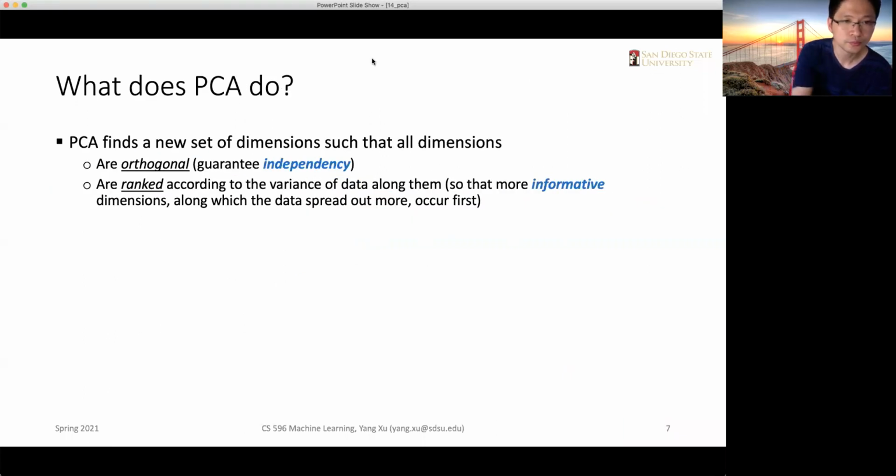Okay, so let's see. What PCA is essentially doing is that it will find a new set of dimensions such that all these dimensions are orthogonal, or kind of perpendicular to each other. So it basically guarantees independence. That means any 2 dimensions returned by PCA are not correlated with each other, but are rather independent features.